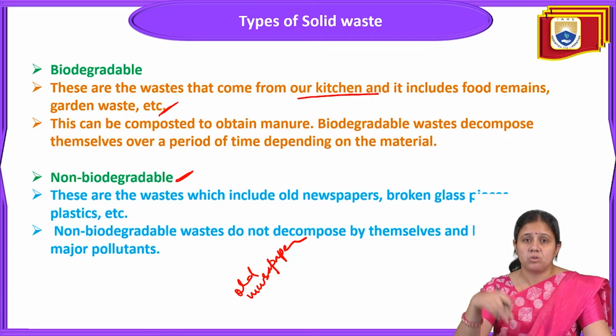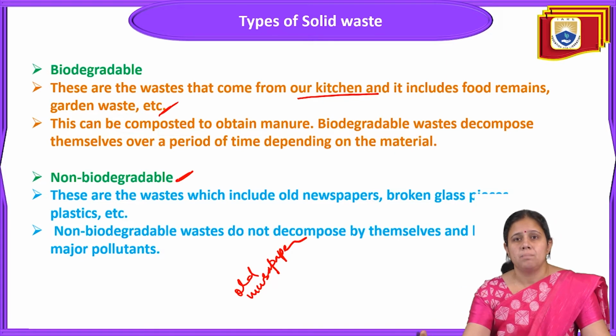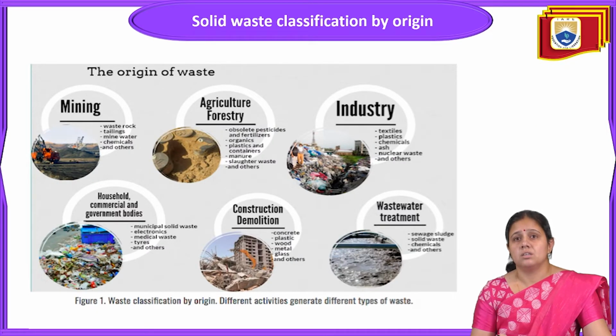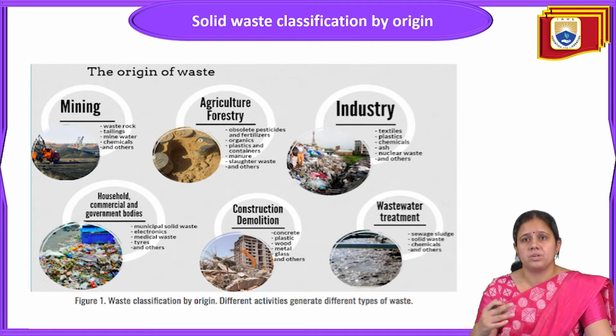It will accumulate inside the soil. Plastic, for example, will accumulate inside the soil and cannot be degraded, and after many years, due to rain, leaching and everything, it will enter the food chain also. So this is called non-biodegradable waste, and it is a major pollutant. Now, on the basis of origin, waste classification by origin means from where it originated.